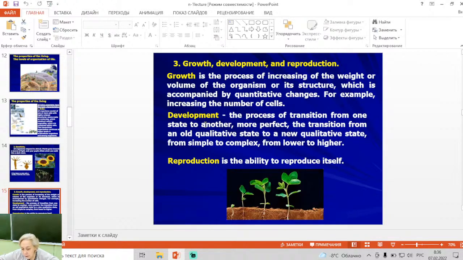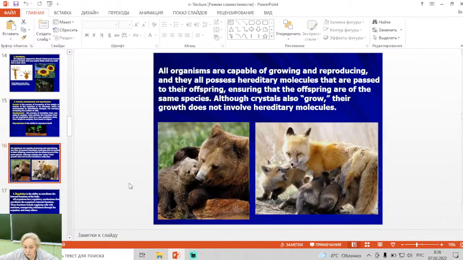Reproduction is the ability to reproduce itself. All organisms are capable of growing and reproducing, and they all possess hereditary molecules that are passed to their offspring, ensuring that offspring are of the same species. Also, crystals grow. Their growth doesn't involve hereditary molecules.